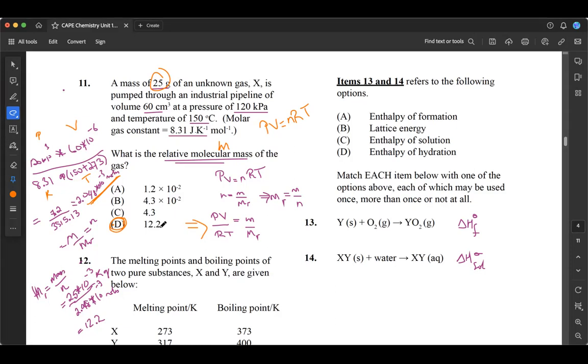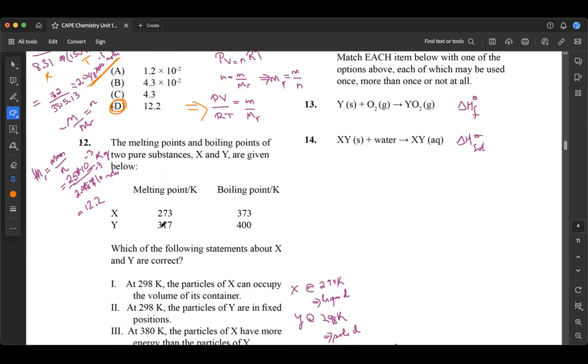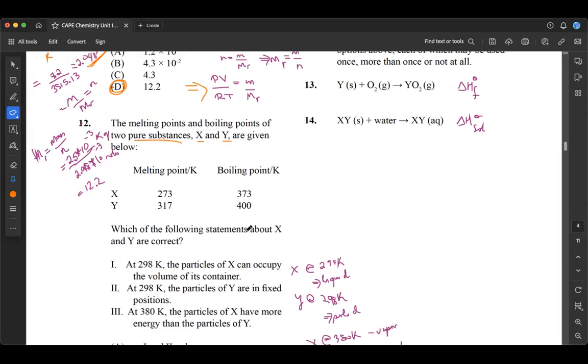So 11 is D. And so moving along to 12, 12 says that the melting points and boiling points of two pure substances, X and Y, are given below. So here's our X. X has a melting point of 273. This is the temperature at which it goes from a solid to a liquid. And then the boiling point is 373. So this is the temperature where it would go from a liquid to a vapor, right? So for Y now, the melting point is 317, and then the boiling point is 400, and that's all in Kelvin, right? So which of the following statements about X and Y are correct?